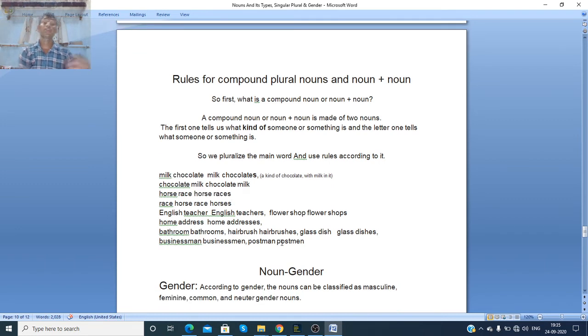English teacher, it is talking about an English teacher, not a history teacher, not a math teacher. But if there are more than one teacher, it will become English teachers. Floor soap, what kind of soap? Floor soap will remain floor soap. Home address, home addresses. Bathroom. These are examples of noun plus noun, and these are examples of compound nouns. But the rule is the same. The rule is according to the main noun. Bathroom will become bathrooms, hair brush will become hair brushes, glass dish will become glass dishes, businessman will become businessmen, postman will become postmen.